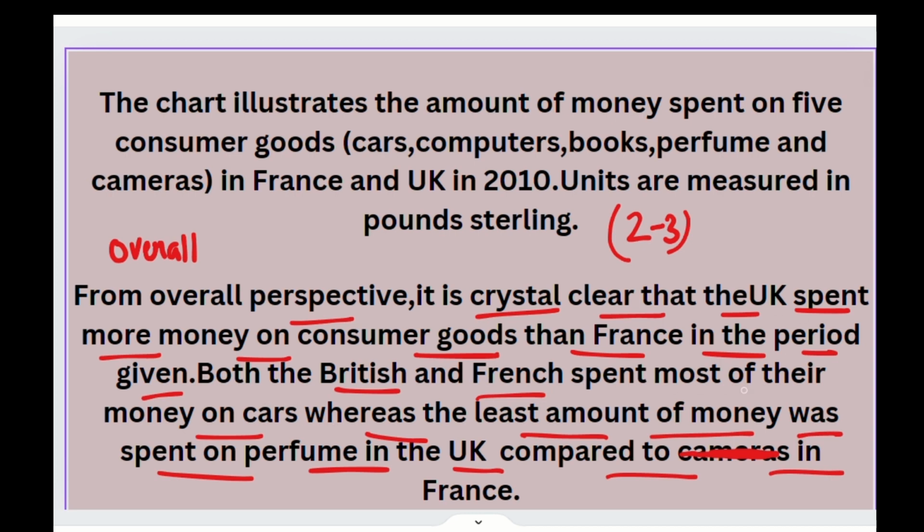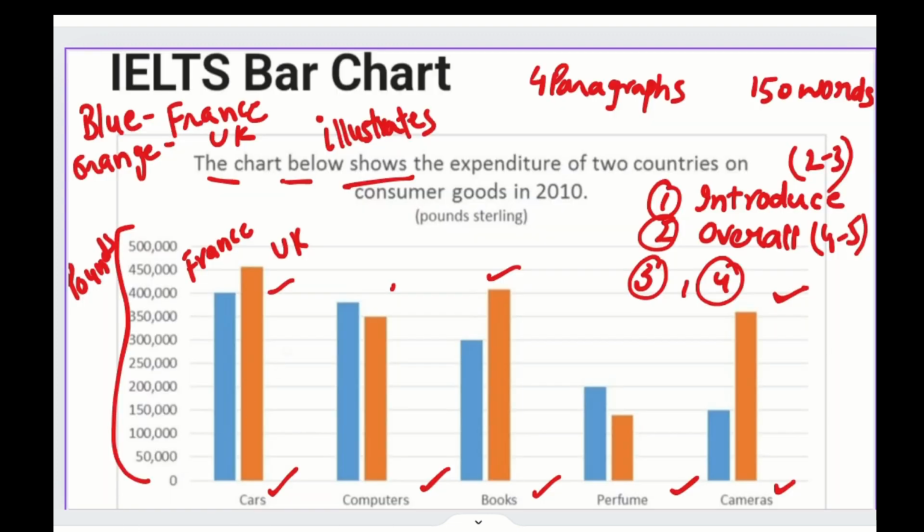Both the British and French spent most of their money on cars, whereas the least amount of money was spent on perfume in the UK compared to in France. So here you know that in the cars category both countries spent the most money, and in perfumes, France spent more money than the UK. So you just have to explain the maximum and minimum categories overall.